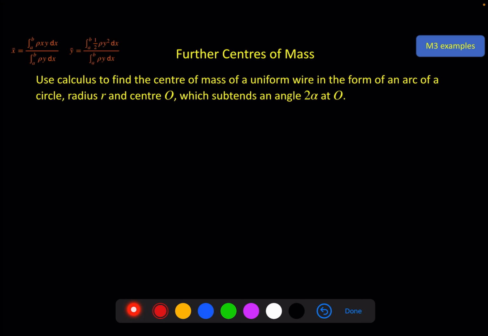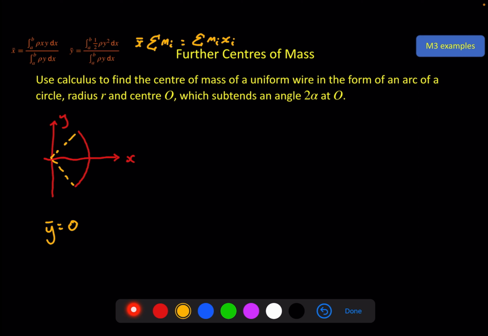So we've got a very similar setup, with y here, an x here, an arc of a circle here, such that our 2 alpha is split across the x-axis with alpha here and alpha here, so that we can have y bar is equal to 0. And again, we're not really going to use this formula, but we are going to use that same formula from M2, x bar times the sum of the individual masses, i.e. the total mass, is equal to the sum of the individual masses times the individual x-coordinate of the centre of mass of each piece.